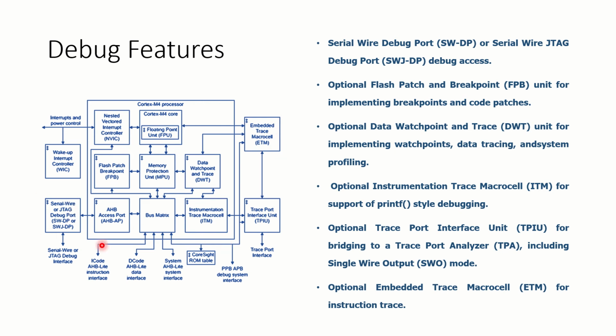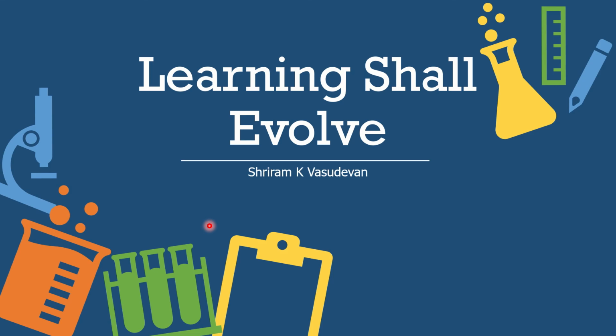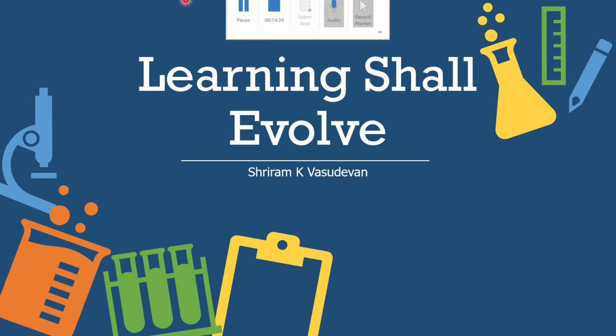You see that here, this one, this one, this one, and this one. All these are very specific for only debugging. So you can understand the importance that they have given for the debugging features. And that's it. We have seen the architectural details of ARM Cortex M4. We'll come back with the programmer's model. I'll come back with the instruction set explanation with some demos shortly. Thank you very much.